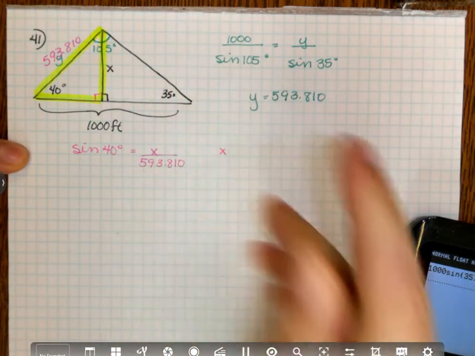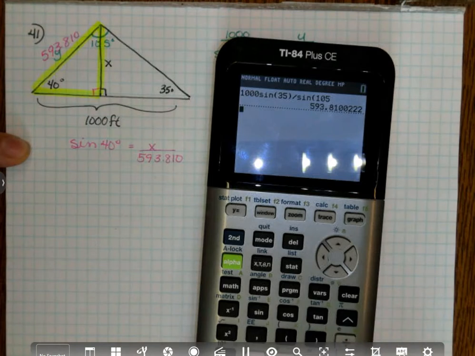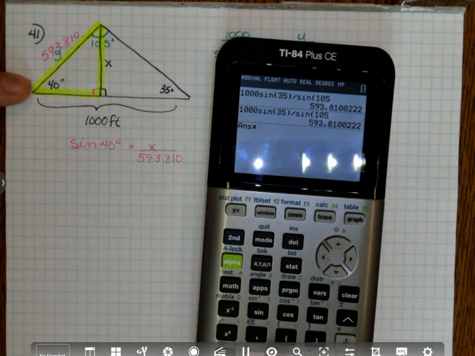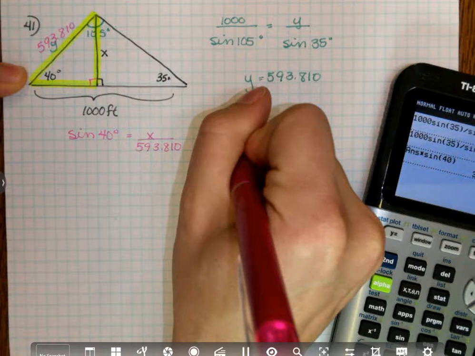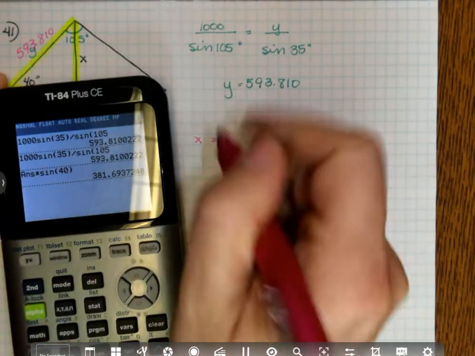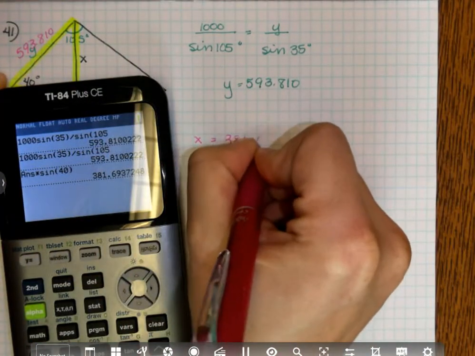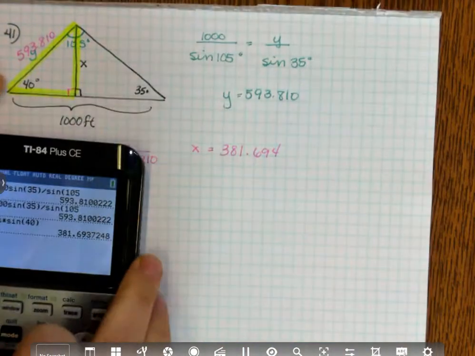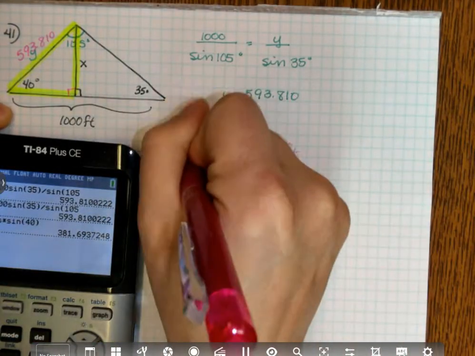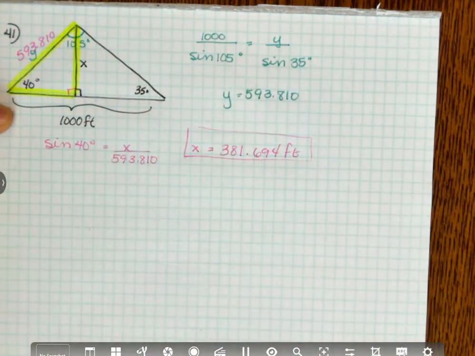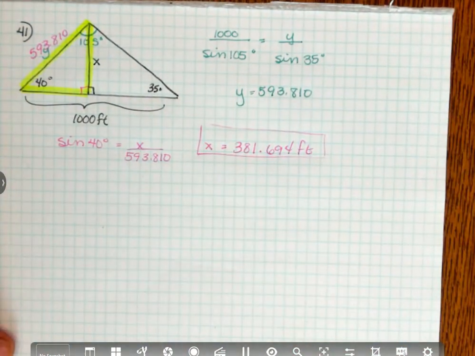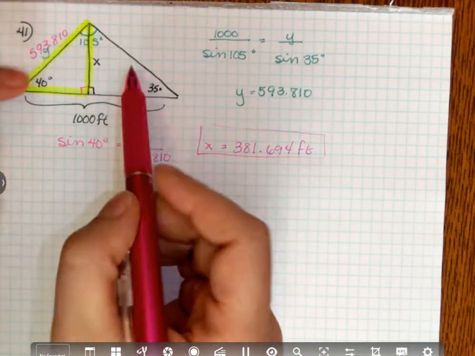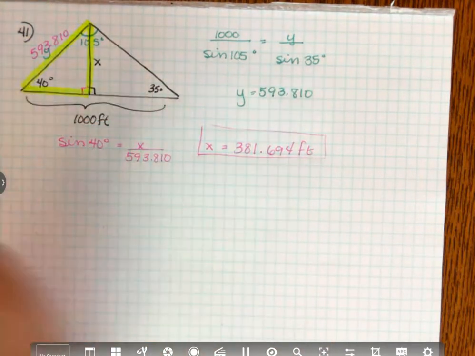And therefore, I'm just going to do that number times the sine of 40. And so I get that height then is going to be 381.694, and we were measuring this in feet. Okay? And you could have done it finding this piece. It really doesn't matter. What would have changed is your opposite angle here would have changed, and then this angle would have changed.